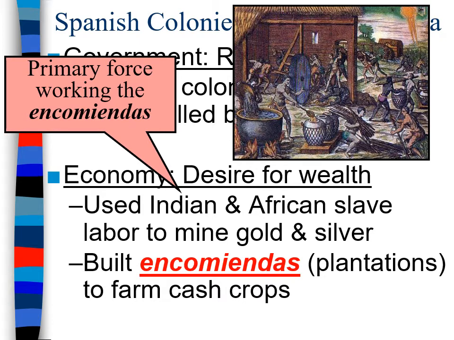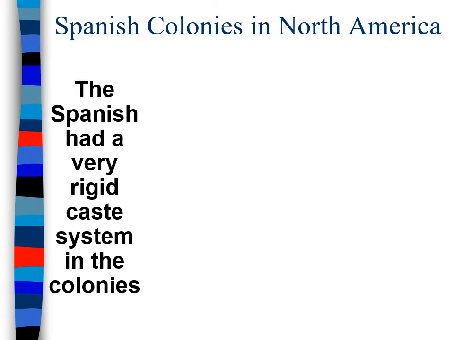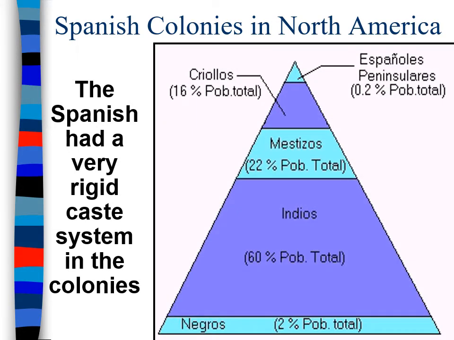So it's a very similar model to what we're going to see in the antebellum South as we get closer and closer to the Civil War, to the middle of this course. The Spanish colonies societally had a very rigid caste system. A caste system is a social hierarchy in which one cannot escape certain platforms. No matter what they do, it is impossible.